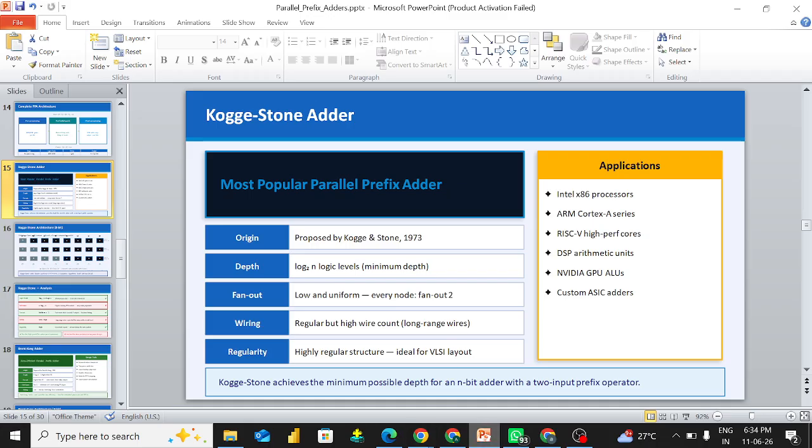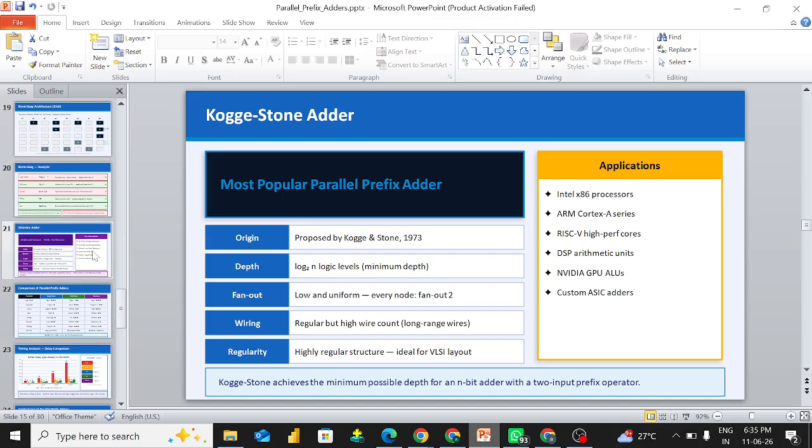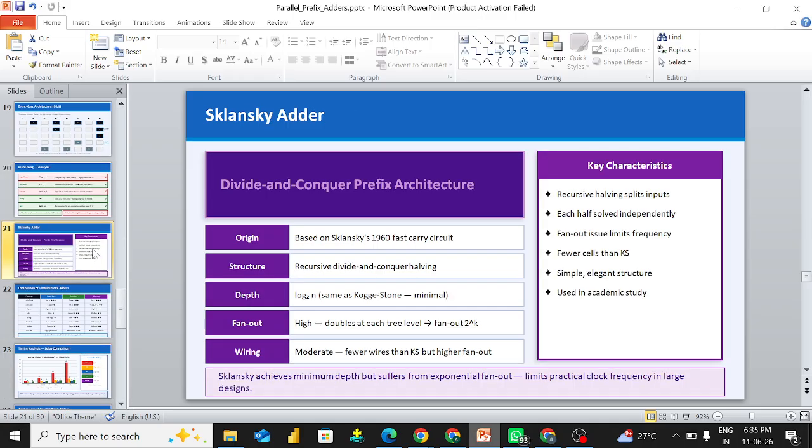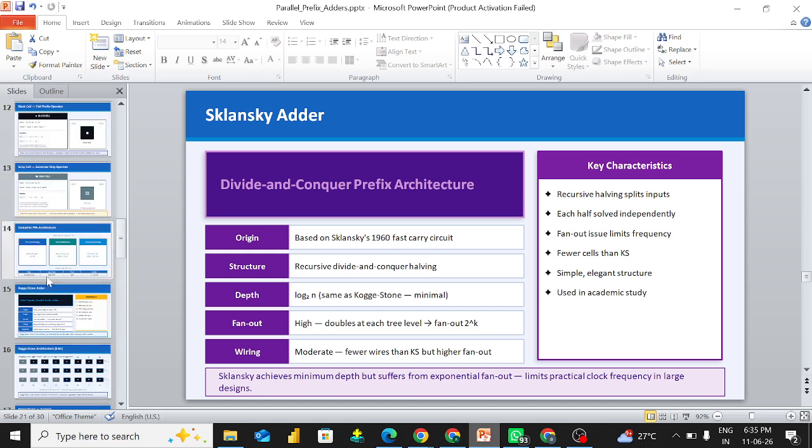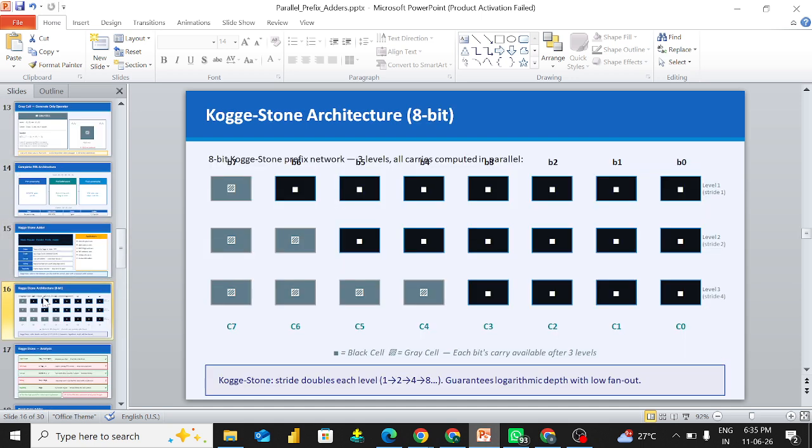In the previous class, we studied the basics of PPA, the parallel prefix adder. We talked about its different types, like the Kogge-Stone adder, the Brent-Kung adder, and the Sklansky adder. Today we are going to learn what these three adders are and why we need these three advanced adders.